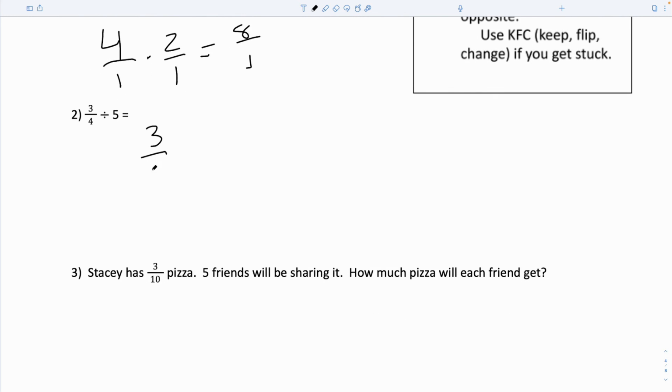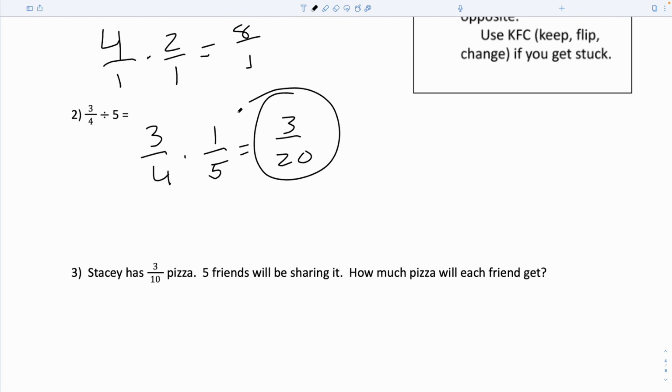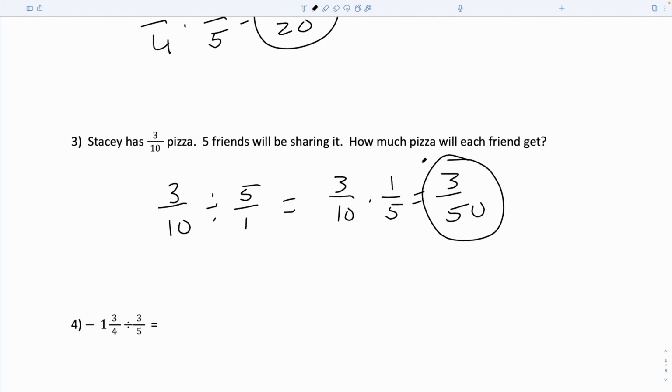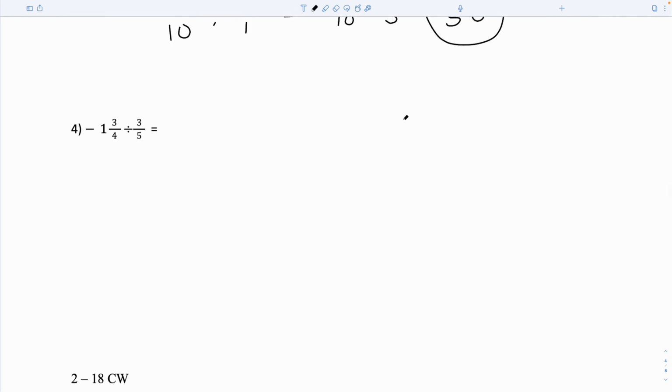3 over 4 times 5 over 1. Times 1 over 5. 3/20 works. Answer for number 2. 3 over 10 divided by 5. Chad. Good. Last answer. Did you get it, Max? Yeah. What's your answer?